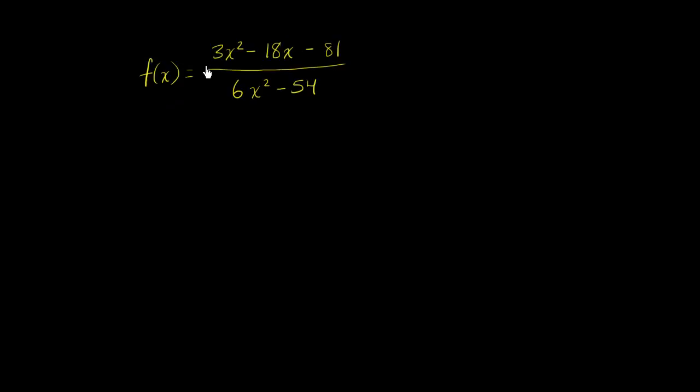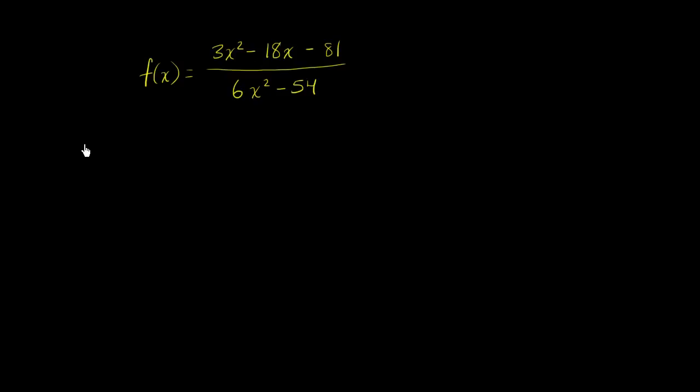So we have f of x is equal to 3x squared minus 18x minus 81 over 6x squared minus 54. Now what I want to do in this video is find the equations for the horizontal and vertical asymptotes. And I encourage you to pause the video right now and try to work it out on your own before I try to work through it.